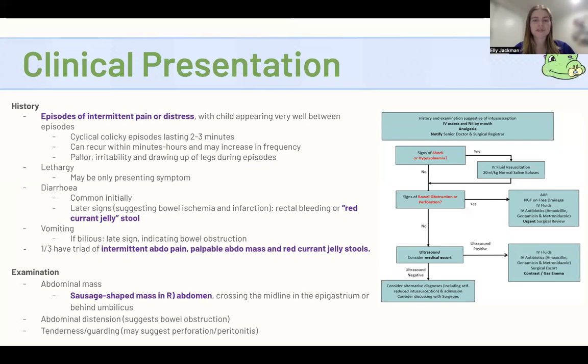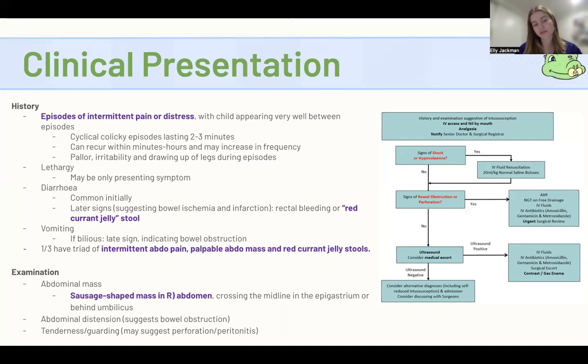The buzzword for intussusception is red currant jelly stools. However, this is actually quite a late sign and suggests bowel ischemia and infarction. So again, if there are no red currant jelly stools, don't rule out intussusception as a diagnosis. They can also present with vomiting, and as I highlighted before, if it's bilious, that is an immediate red flag and indicates bowel obstruction.